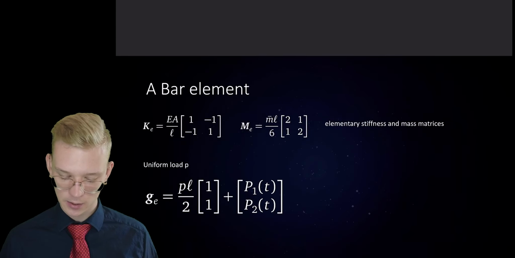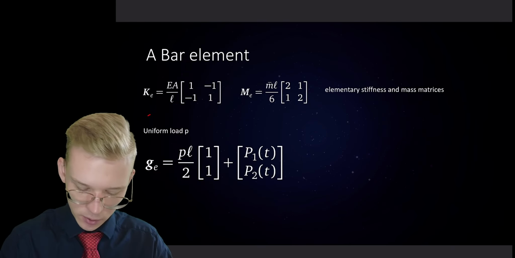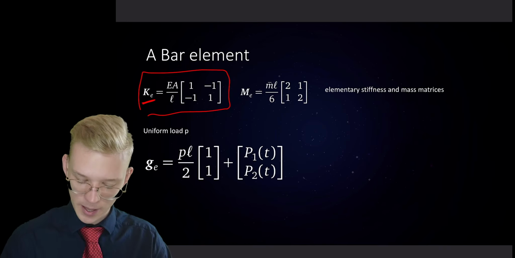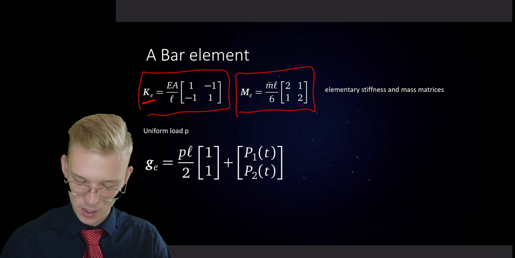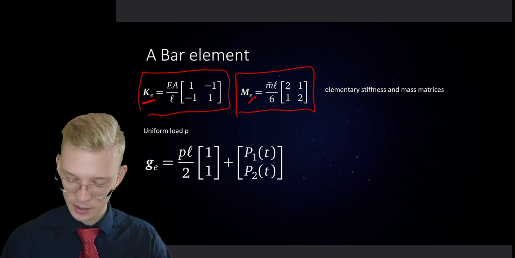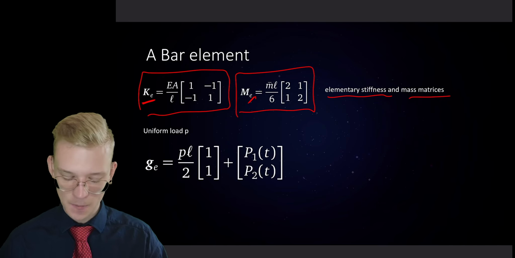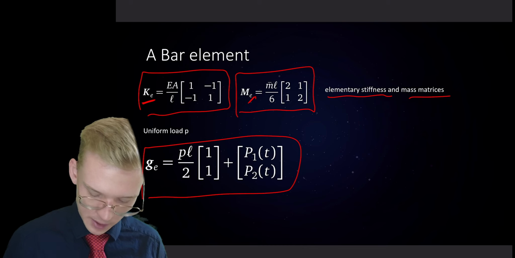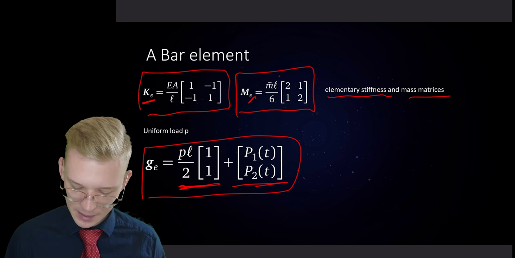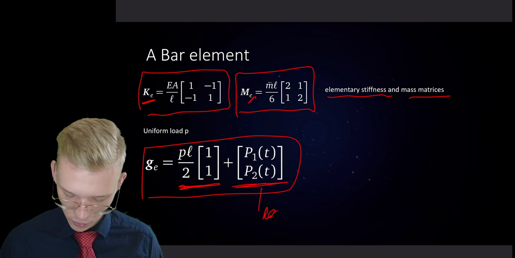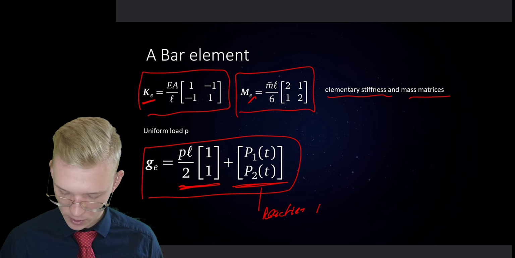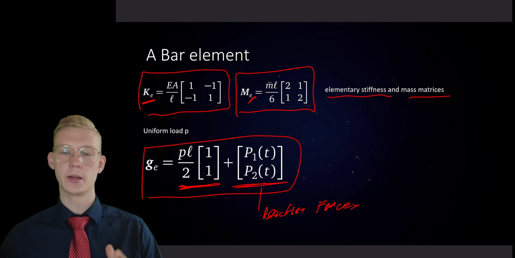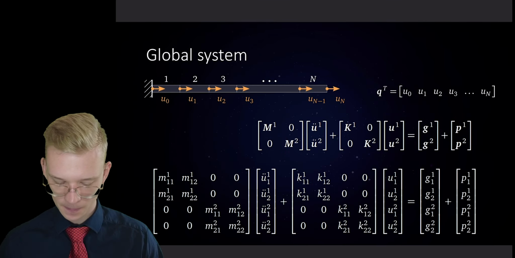And if we know that, this is our solution, where we have a stiffness for one element and the mass matrix for one element. So we call that the elementary stiffness and mass matrix. And if we just have a uniform load P, we have this equation. This comes from the load, and these two are the reaction forces from the element that comes from the left and from the right.